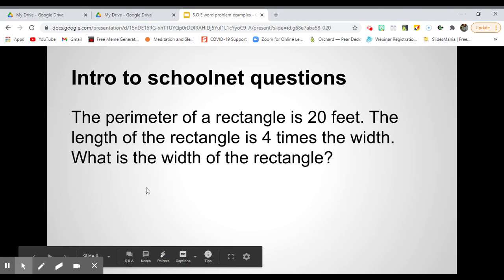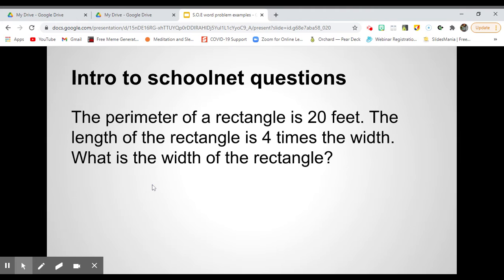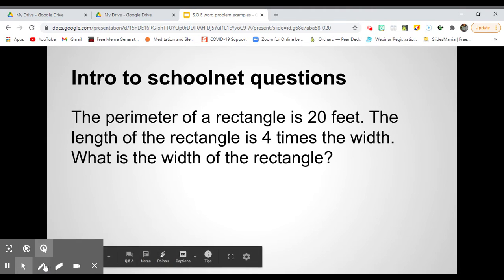In this particular video, we are going to be doing an introduction to SchoolNet type questions with systems of equations. In that case, we're talking about the perimeter. So first, let's briefly review what the perimeter is and how we go about finding it.